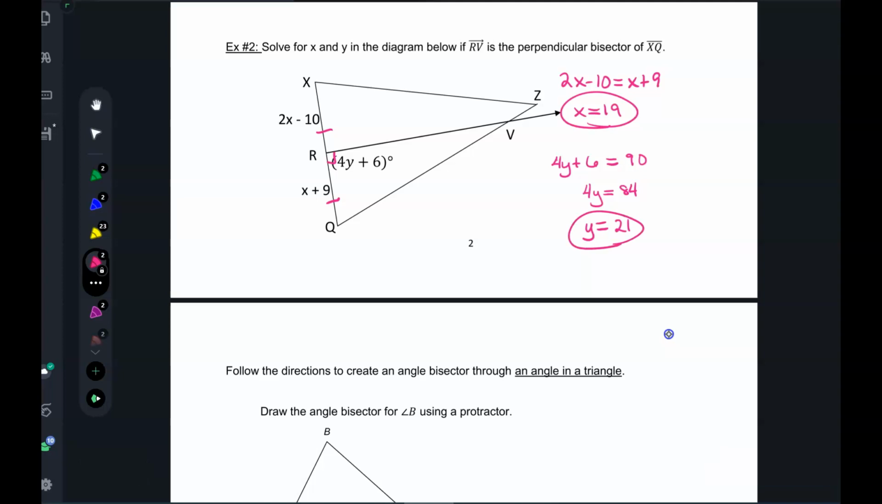Yeah, why do we set those equal to each other? Because it's perpendicular. Not because it's perpendicular, because it's, what's the other part of the word? Bisect. So we set these equal to each other because it's a bisector. Bisector cuts it in half. That's what I meant. And then this we set equal to 90 because it's perpendicular.